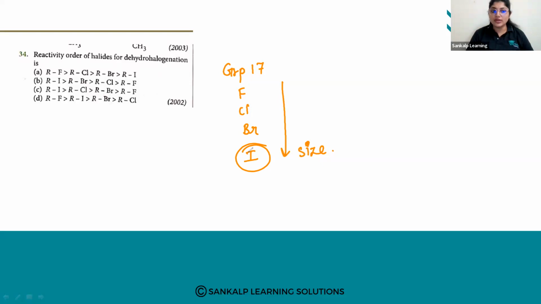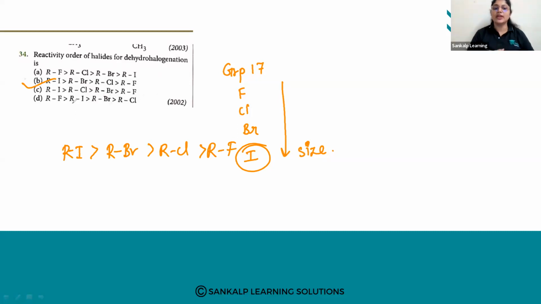When you're talking about the reactivity order, RI will be stronger as compared to RBr, as compared to RCl, and as compared to RF. So which is our option? Option B. Option B is the right answer.